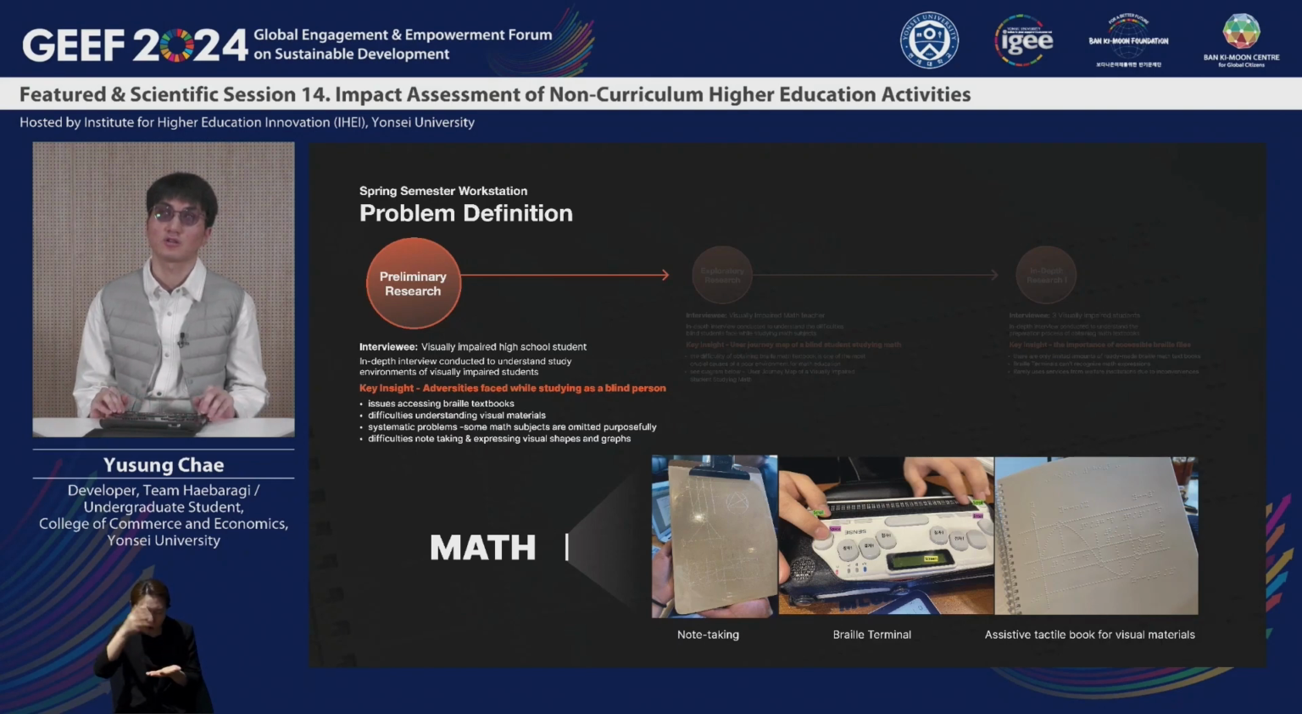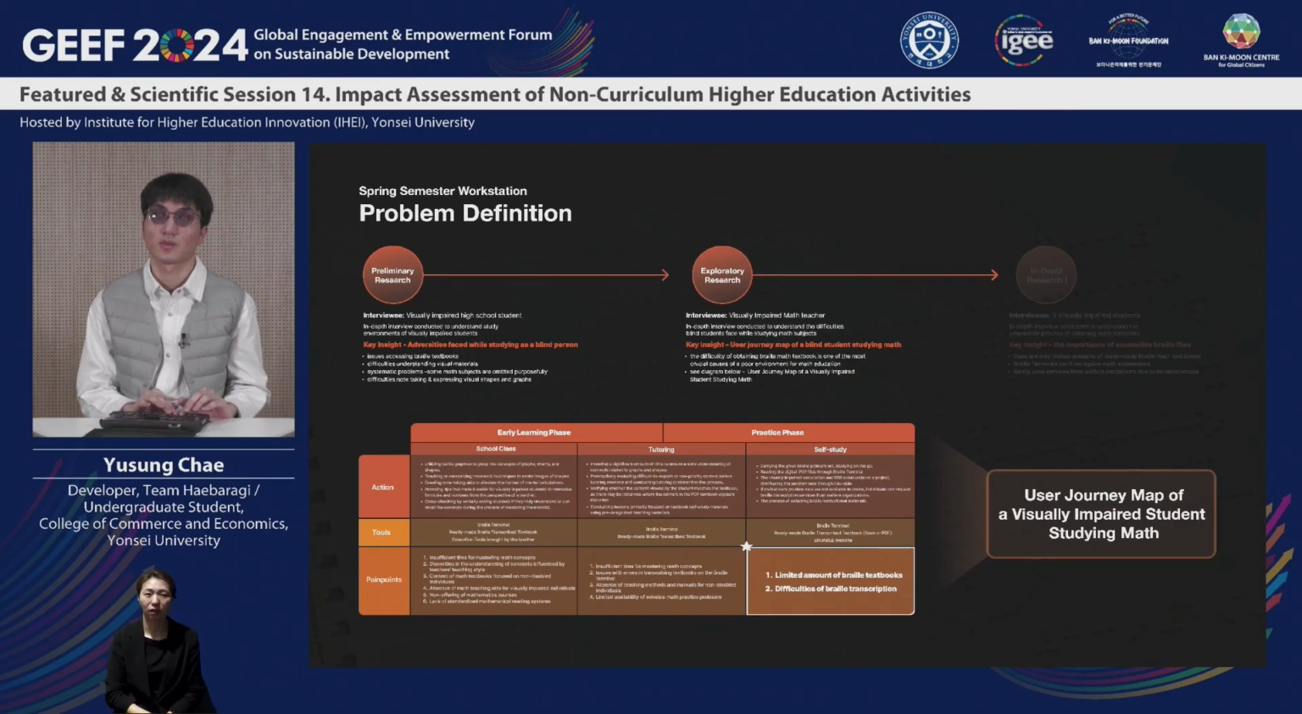This was especially true for math, where it was more difficult to access official textbooks compared to other subjects. And understanding shapes and graphs was also an issue. After learning from the first round of interviews that math particularly was difficult for students with visual impairment, we conducted a second round of interviews to get a more detailed picture of the environment for learning math.